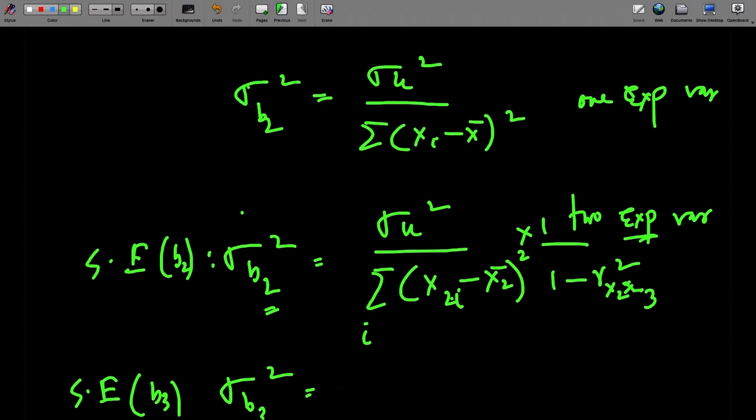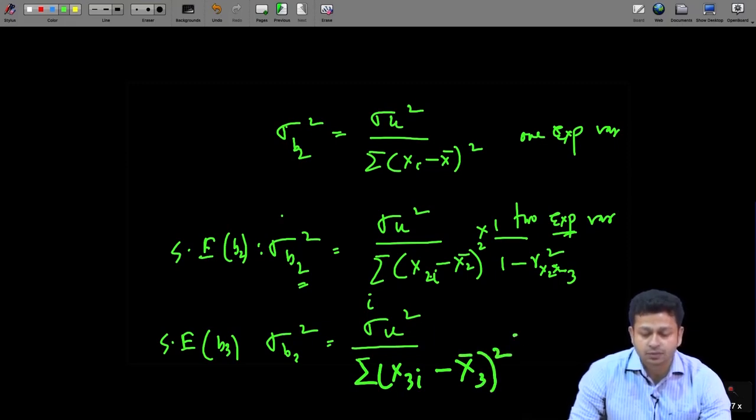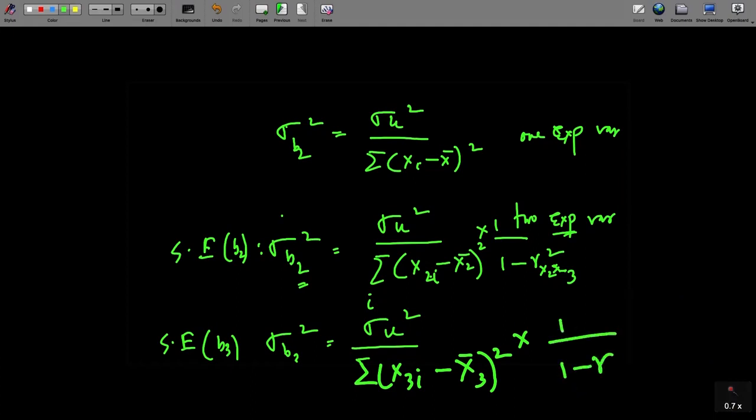It is going to be the variance of the error term, and the summation of x3i. Now the variable I am concerned with is x3, so x3 square, into the other term, which remains the same, 1 by 1 minus r x2 x3 square.